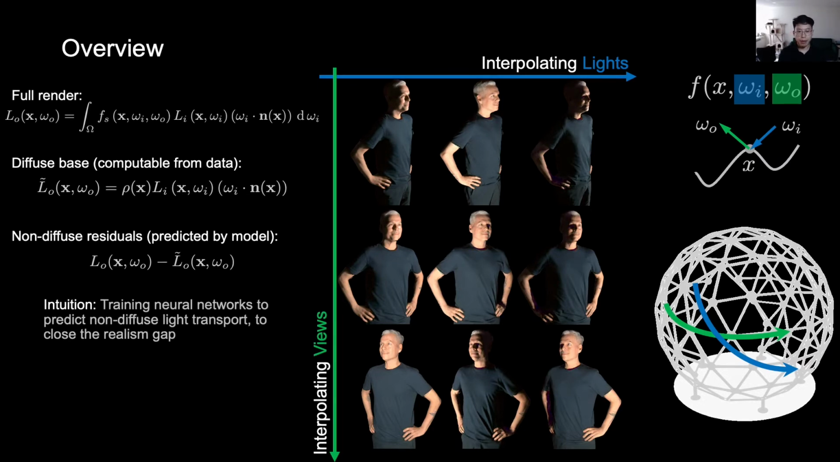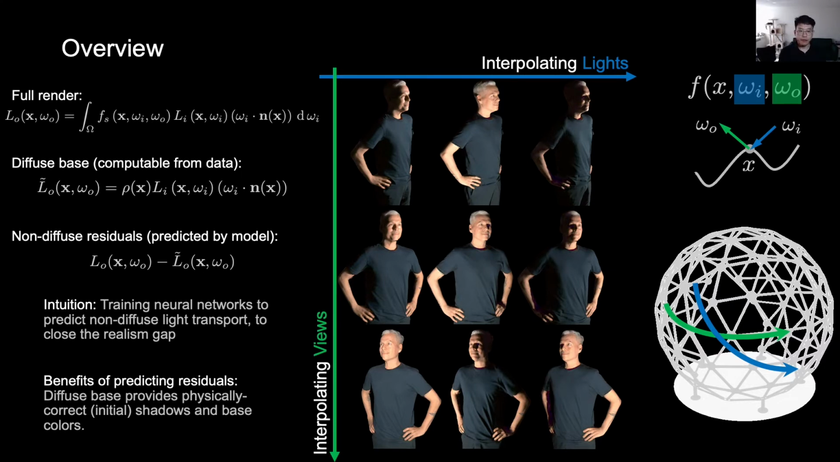The NLT network aims to bridge the gap between the full render and the Lambertian base by predicting non-diffuse residuals. These non-diffuse residuals include specularities and global illumination, and many more. The benefit of predicting residuals rather than directly predicting the final RGB color is that the diffuse render already provides base colors and physically correct hard shadows, so that the network can focus on learning more complicated, higher order light transport effects, such as specularities and global illumination.